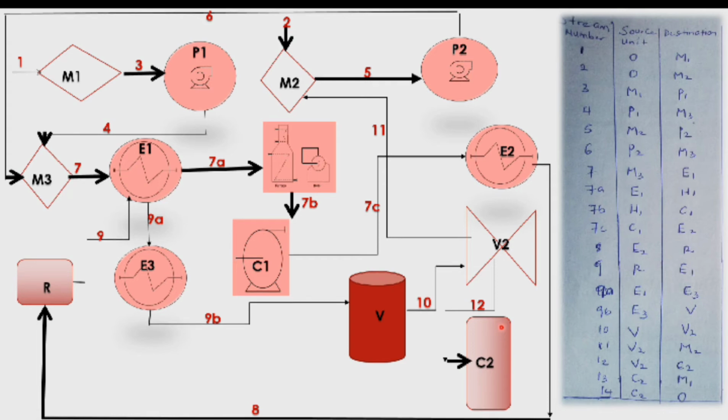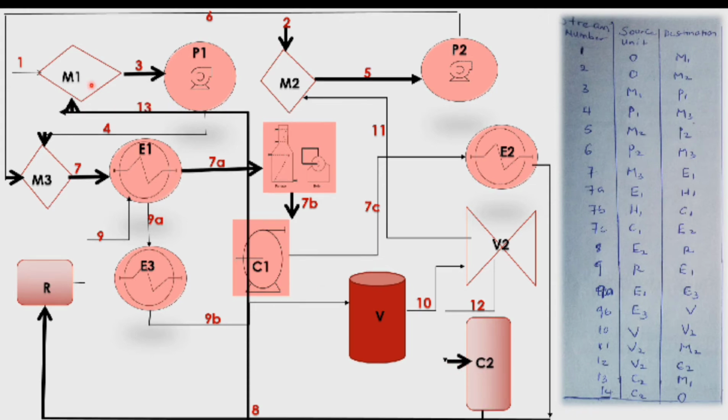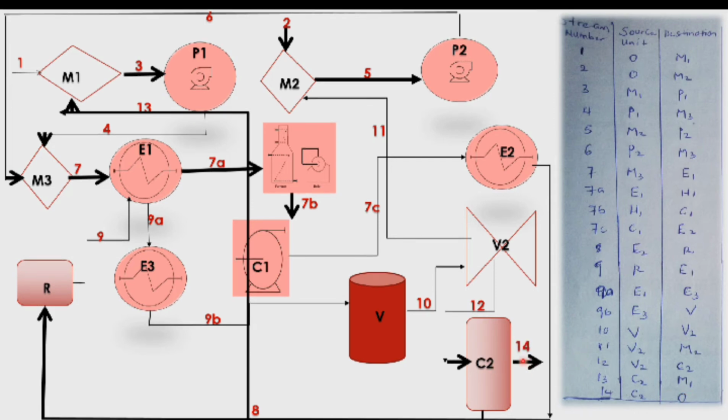Stream number 12. Stream number 13 from C2 to M1. So we're moving from C2 to M1. Then the last stream is from C2 to 0. That means we have no destination. So we're moving from C2, we have no destination. So this is the information flow diagram.